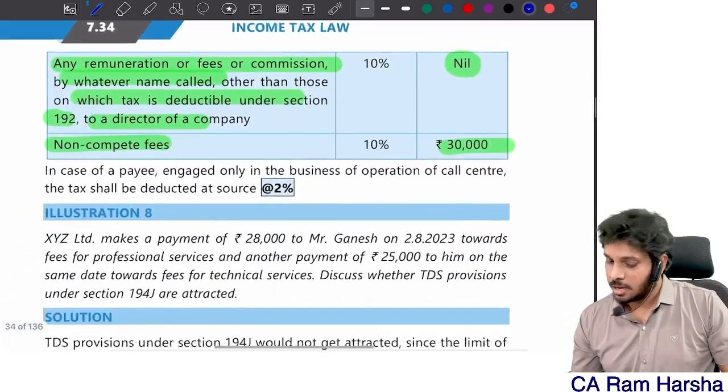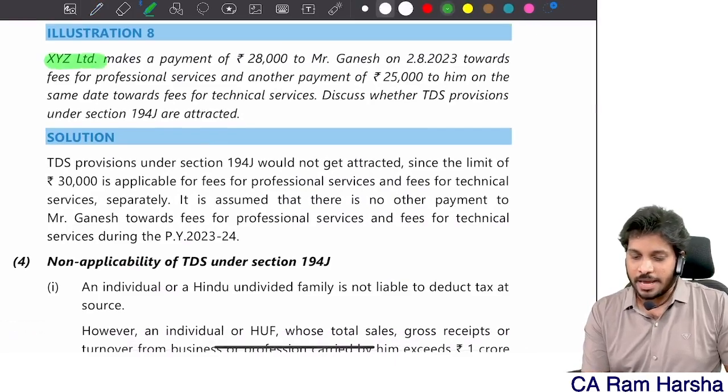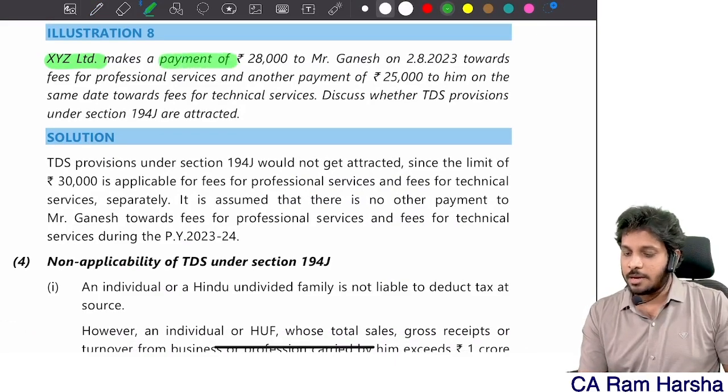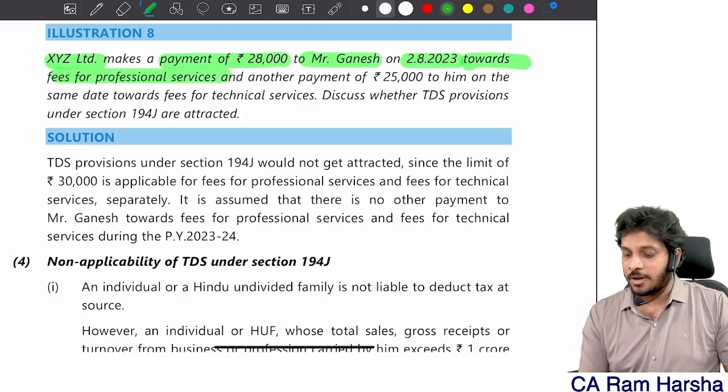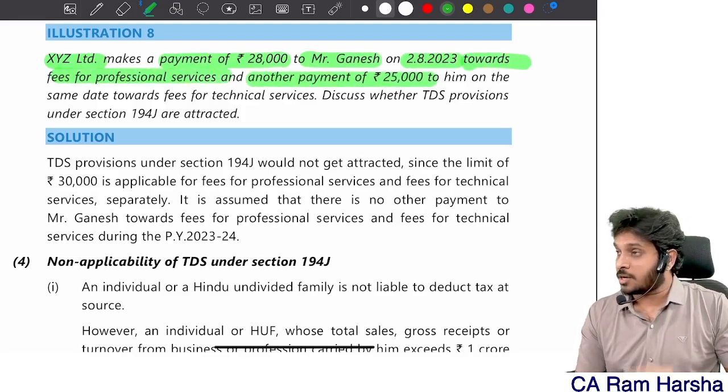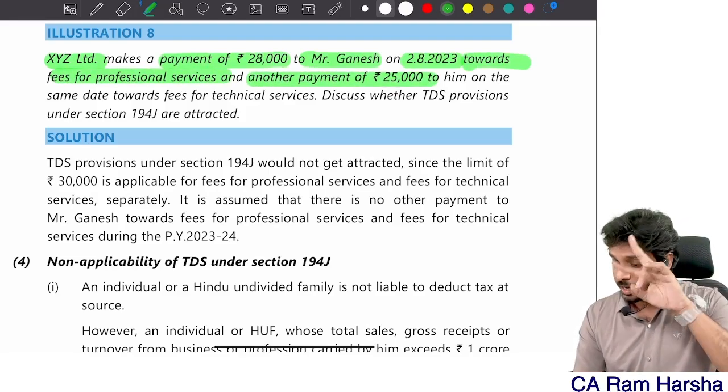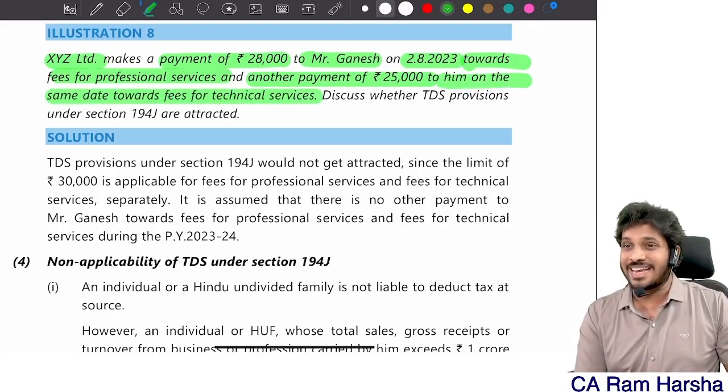You have to see per annum. For example, XYZ Limited is a company making a payment of 28,000 to Ganesh on 2nd August towards professional fee, and another payment of 25,000 was paid. Both put together already crossed 30,000, but it was paid for technical services.